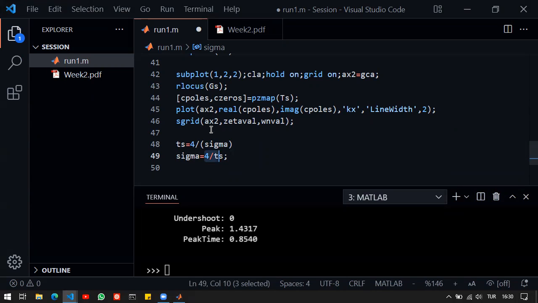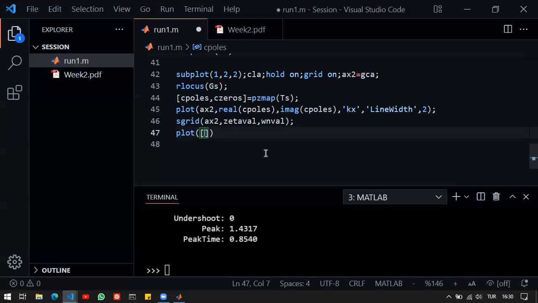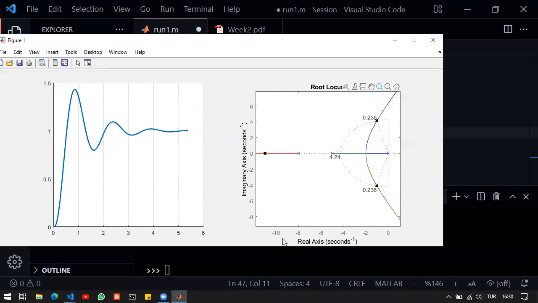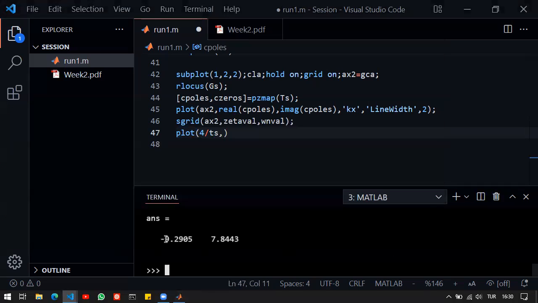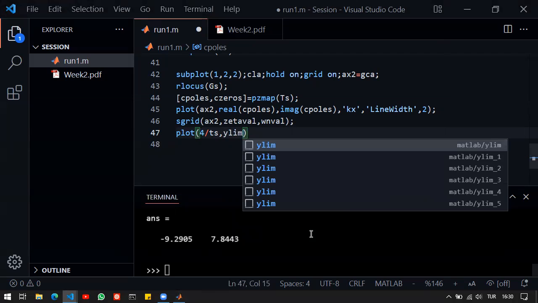So I've talked about zeta and omega n. One of them is a circle, one of them is a line. This one is basically the following line. So let's plot. I know what the x value here is, 4 divided by TS. So 4 divided by TS. And you can use ylim in order to get the current axes values here. So you can directly use ylim in order to plot some lines.